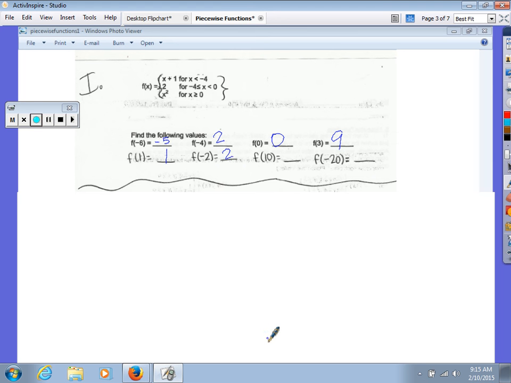All right. F of 10. First, second, or third? Third, and what do you get out? Negative 20. First, second, or third? First, and what do you get out? Negative 19.